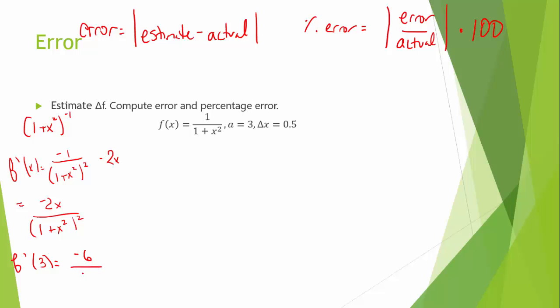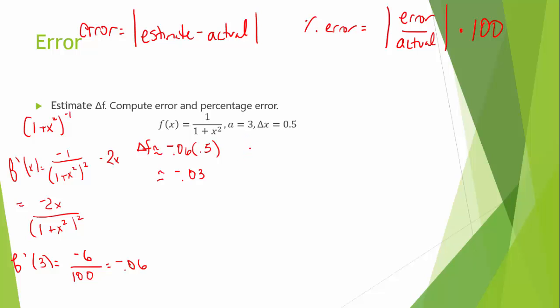Let's evaluate it now at 3, because that is the a that we're starting from for our approximation. So the top becomes negative 6. The bottom is 3 squared is 9, plus 1 is 10, squared is 100. Okay, so that is going to be f prime of 3. Now, to do my delta f, we simply take that derivative and we multiply it by delta x, which is 0.5. So negative 0.06 times 0.5 is going to be negative 0.03. So that is my estimate of the difference between basically f of 3 and f of 3.5.